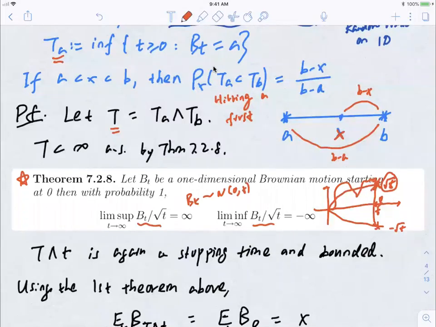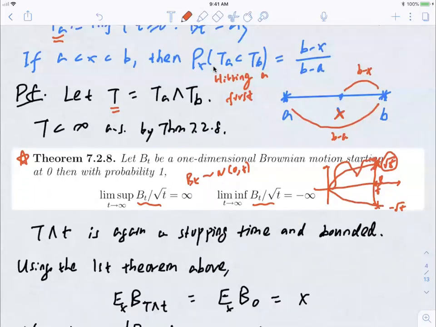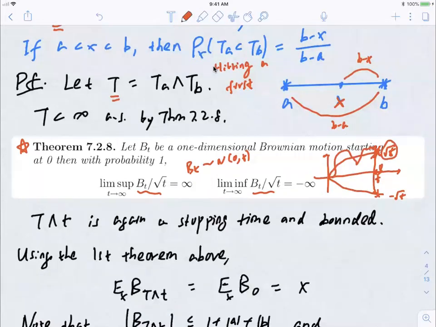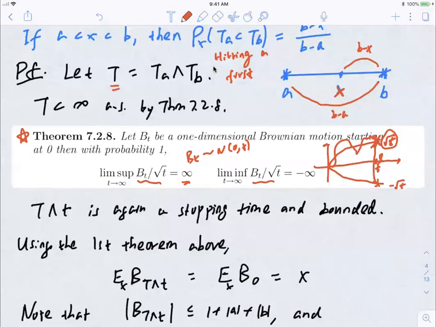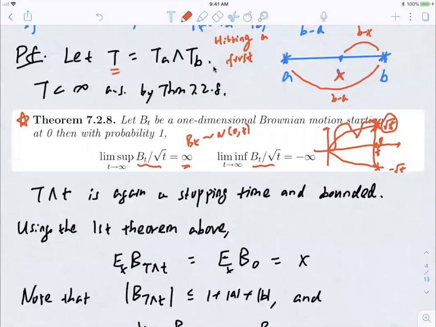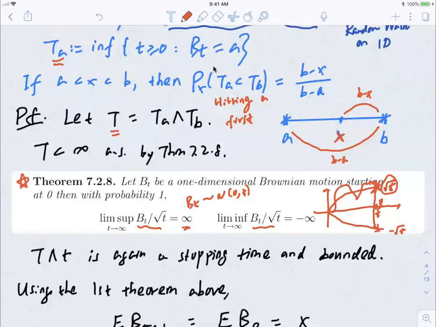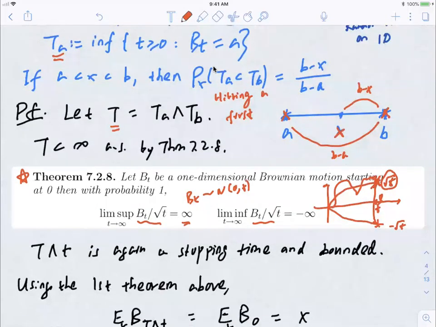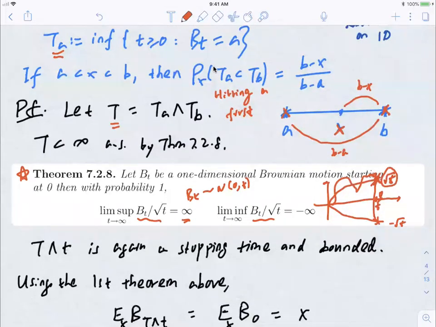It visits 0 infinitely often, and goes up to square root of t and down to minus square root of t, but it cannot be too far from square root t. I said not too far in terms of probabilities, but if you take the limsup, of course you can go to positive infinity. So this makes sense. By this theorem, if you take t to infinity, Bt can definitely go out of this interval. So almost surely T is finite, because a typical trajectory can always go to positive and negative infinity, so definitely it can go out of AB.